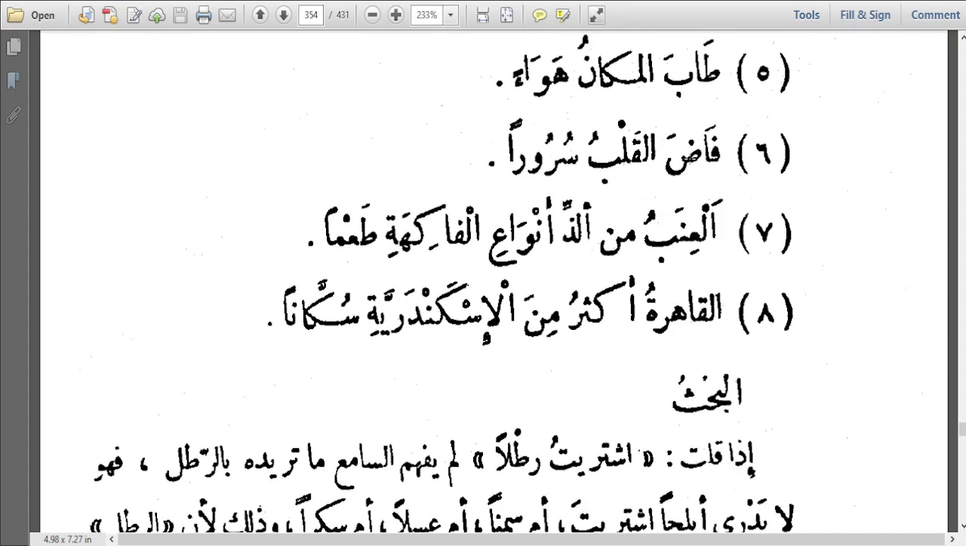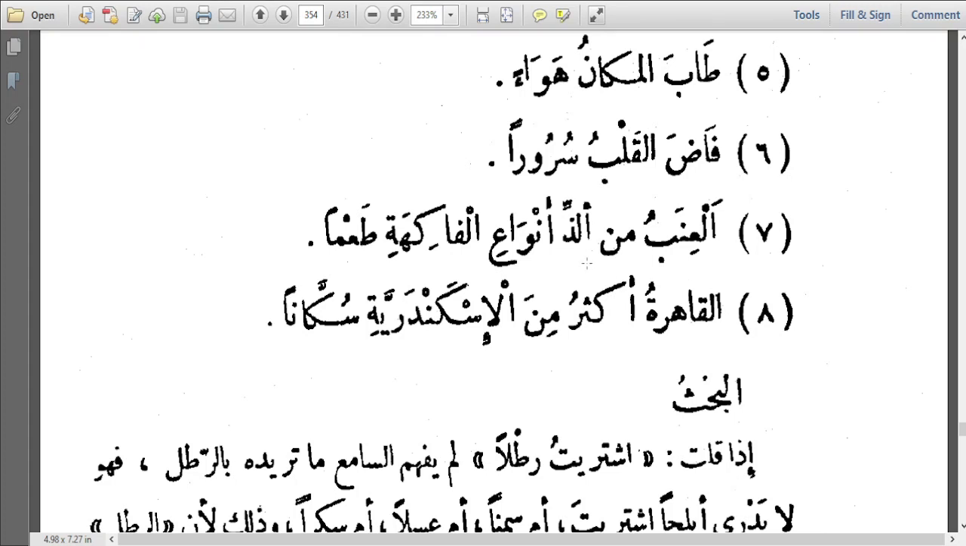Then we have here فاض القلب. فاض means to overflow, to flood. The heart overflowed sururan, with happiness. The heart overflowed with happiness. So the sururan here is clarifying what of the heart overflowed. Not blood, but happiness.